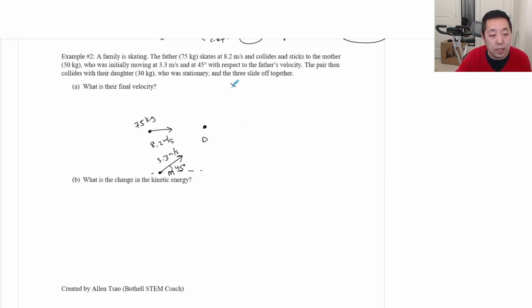So let's look at the x. Let's look at the initial momentum. I'm going to do x and y. The initial momentum, well, I need to decompose the mother into the x and y components, right? So this is 3.3 cosine 45 degrees. And this side is 3.3 sine 45 degrees in terms of velocity. So then I just add up all the momentums of all three of them, each one at a time, right? So it's 75 times 8.2.